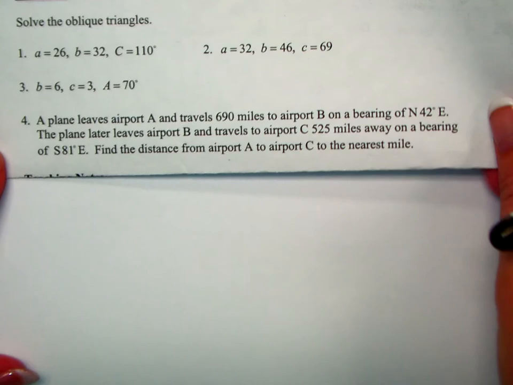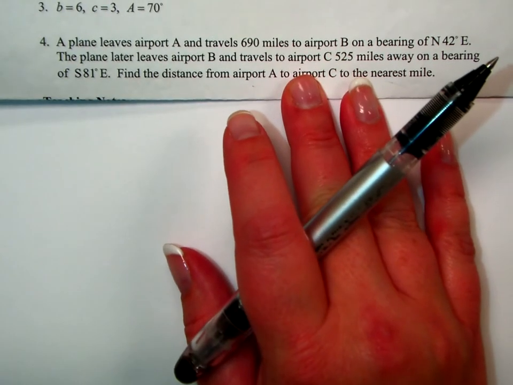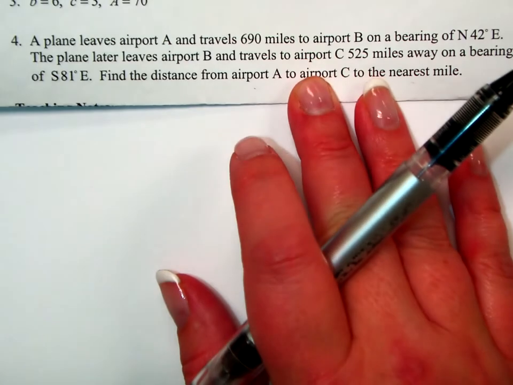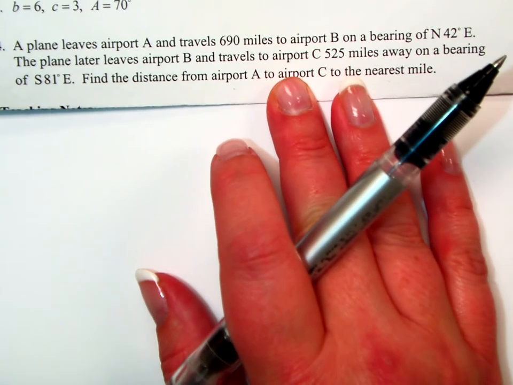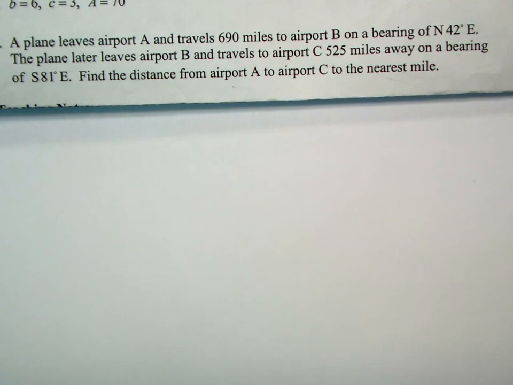Okay. A plane. Actually, you know what? Let me just fold this paper up and put it at the top here. Okay. So let's look at this problem here. A plane leaves airport A and travels 690 miles to airport B on a bearing of north 42 degrees east.